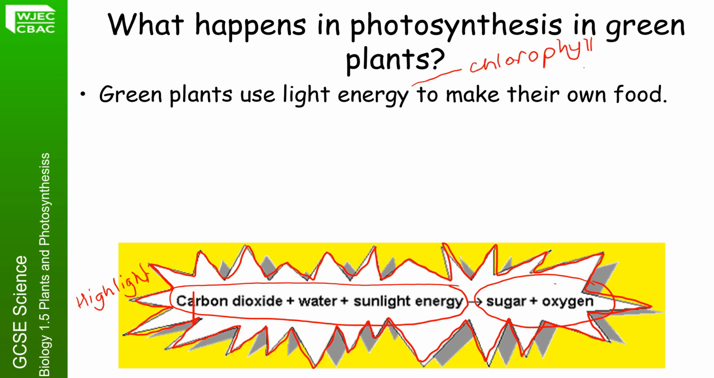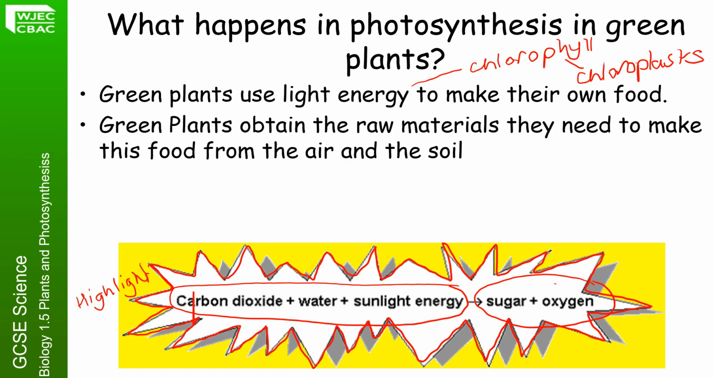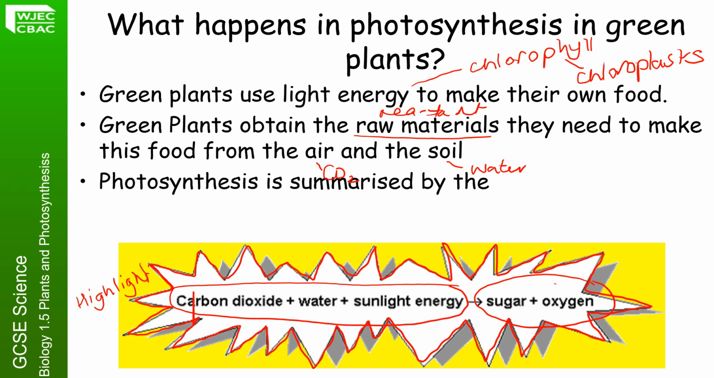Chlorophyll is a green pigment and is found inside those cell organelles that we identified in the very first unit, chloroplasts. The green plants obtain the raw materials, in other words, the reactants, okay, that they need to make this food from both the air and the soil. The air should be our carbon dioxide and the soil is going to provide the water. And finally, photosynthesis, as we've learned, can be summarised by the equation below. So make sure you know that equation.